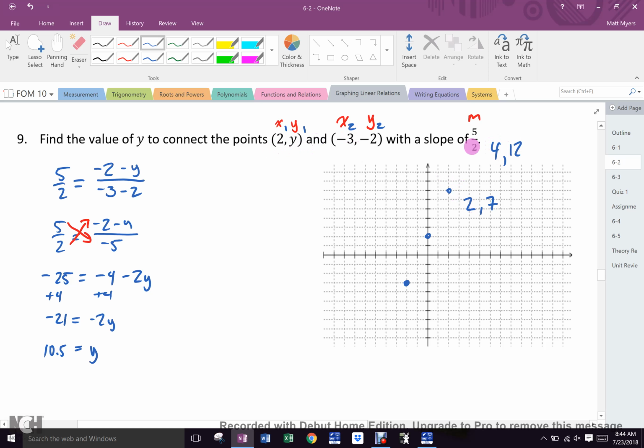What did I do wrong? Did I start in the wrong spot? Oh, I did. I started at negative 2, negative 3, not negative 3, negative 2. Negative 3, negative 2. Up 1, 2, 3, 4, 5 over 2. There we go. Now it's better.